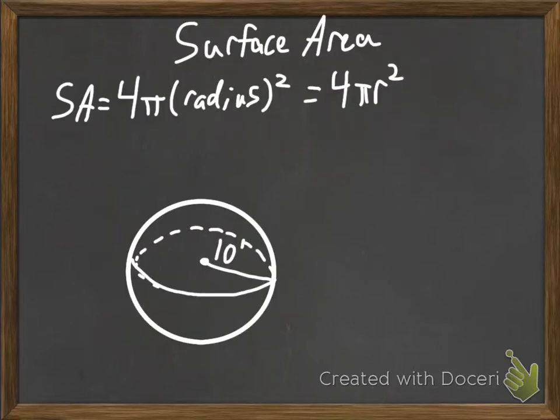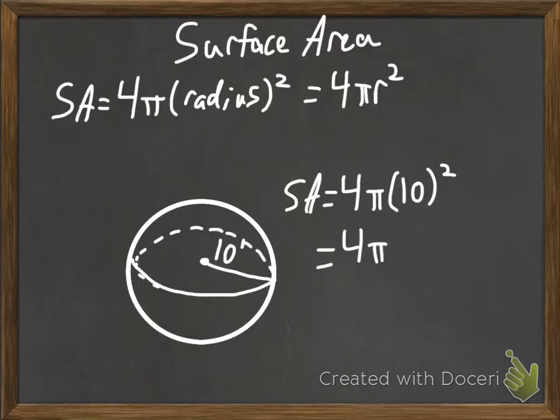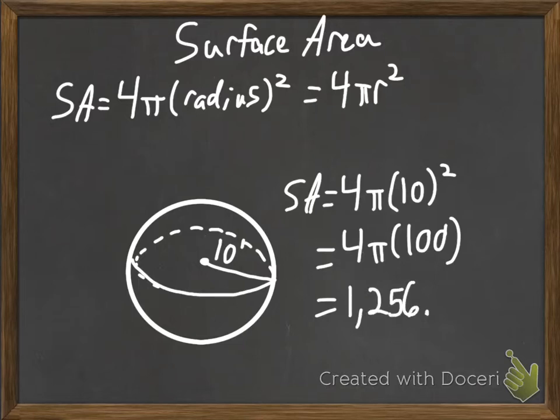So, the surface area of a sphere is equal to 4 times pi times the radius squared. So 4 pi r squared. For this example down here, it's 4 pi times my radius squared. So we get 4 pi times 100. This equals 1,256.64 feet squared. Now remember, this is surface area, so our surface area is squared. Volume is cubed.